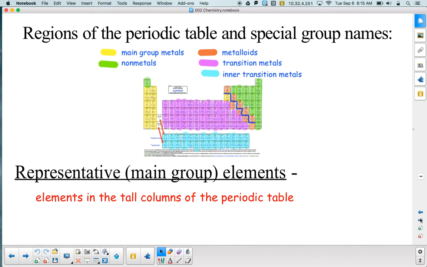There is one last term that you need to be familiar with when using the periodic table. Chemists use the term representative elements to refer to the elements in the tall columns of the periodic table. These are also referred to as the main group elements. And that's where we get the term main group metals. The main group metals are all the metals here in yellow that are part of the main group elements on the periodic table. This concludes your tour of the periodic table and types of elements.